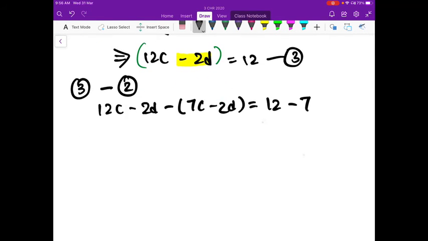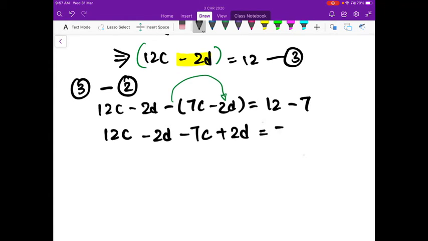And when you expand, your 2d will magically be eliminated. Not magically, it is maths over here. So 12c minus 2d minus times 7c. So all the Kahoot, all the booklet, all the practice we did on the board, they are found over here. Minus 7c. Then we have negative times negative 2d to give us plus 2d. And on the right hand side, 12 minus 7, we get 5.